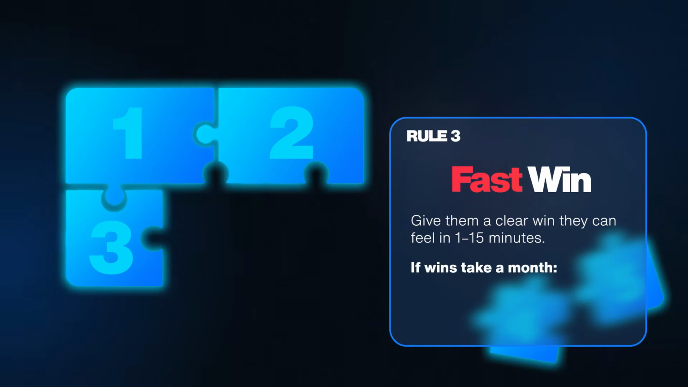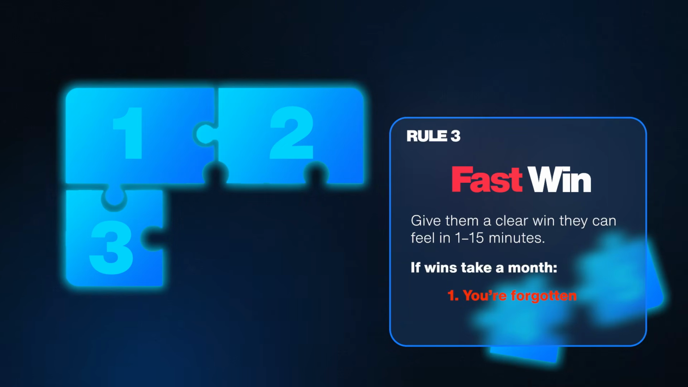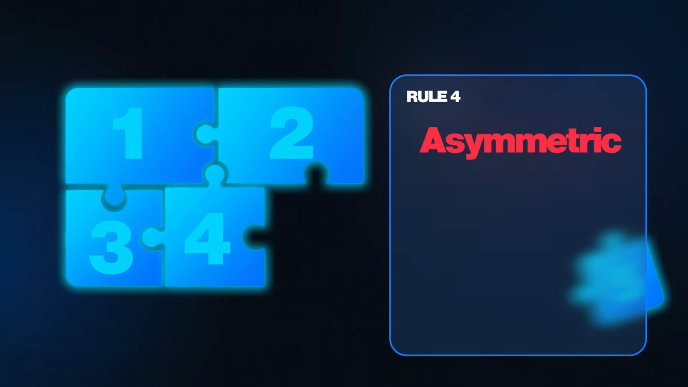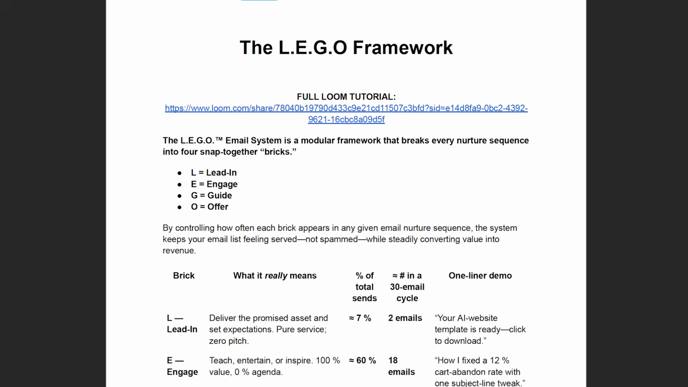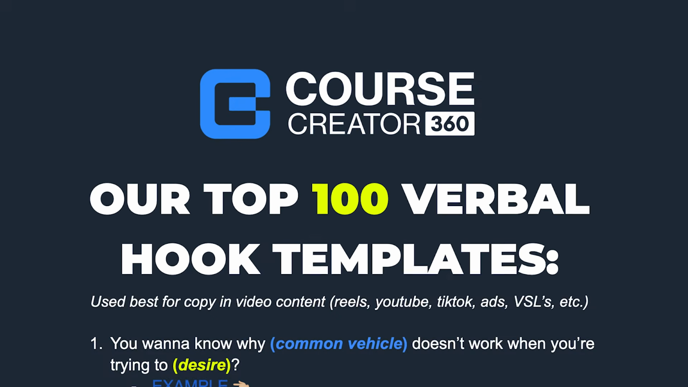If it takes a full month for people to experience a win, they've already forgotten about you, number 1, and then they've also bought from your competitor who does follow this rule. So fast wins. Rule number 4, asymmetric value. Massive value on the customer's end, minimal effort on yours. So if it takes you 10 hours to personally fulfill every single lead magnet, that's not a lead magnet. That's a service you're giving away for free.